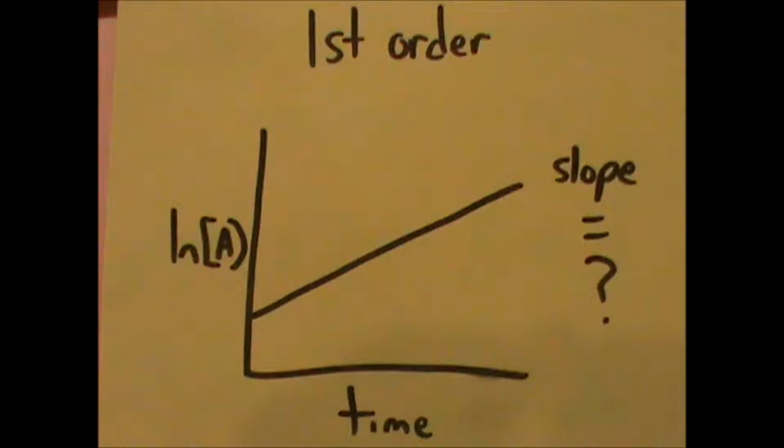The slope of a first order reaction for natural log of concentration versus time is linear. The slope will be the rate constant. Usually it's negative, so A here must be a product instead of a reactant.